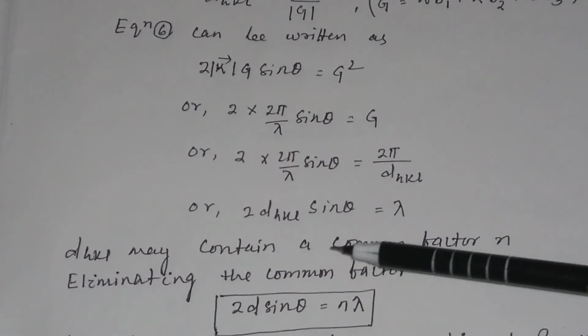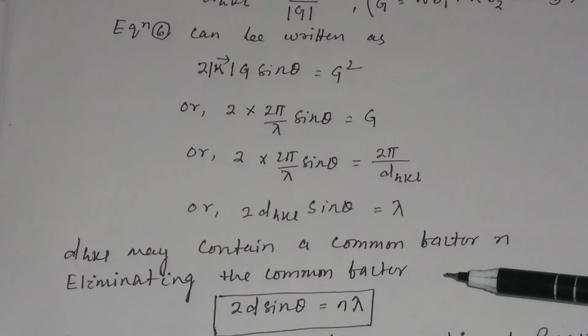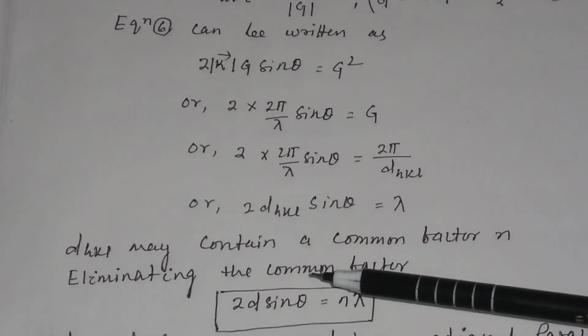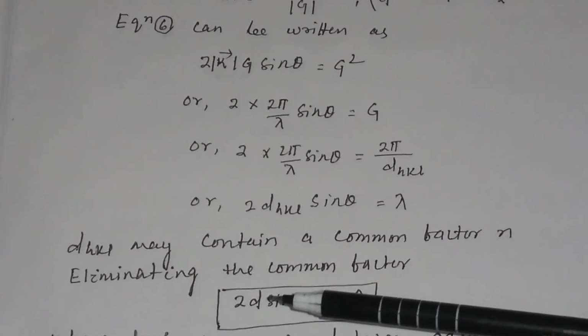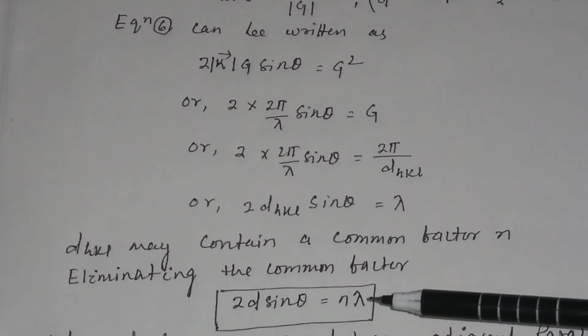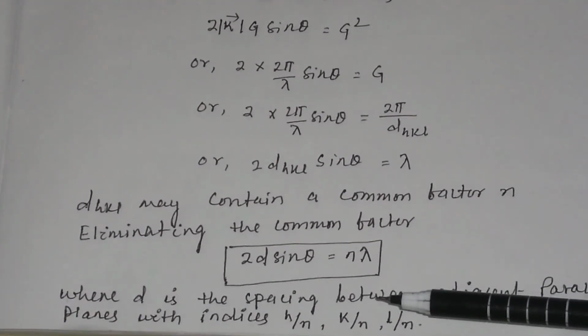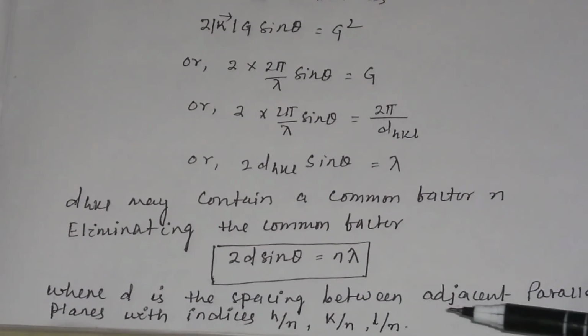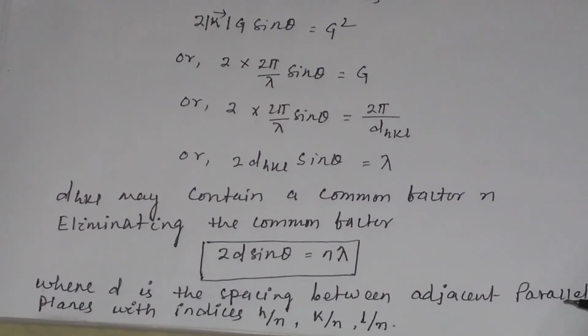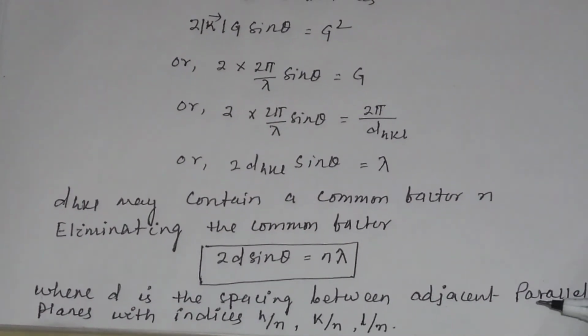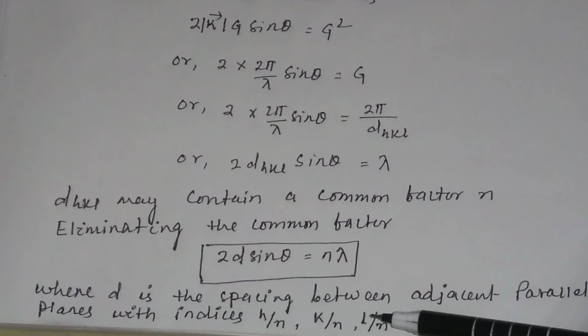But d_hkl may contain a common factor n. So eliminating the common factor, we write 2d sin theta will be equal to n lambda. So here d is the spacing between the adjacent parallel planes with indices h by n, k by n and l by n.